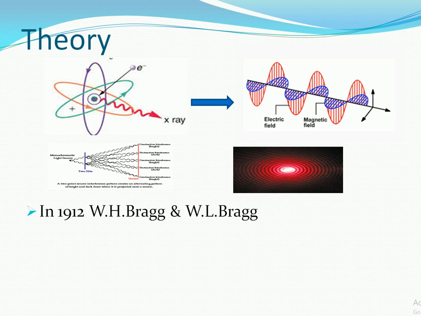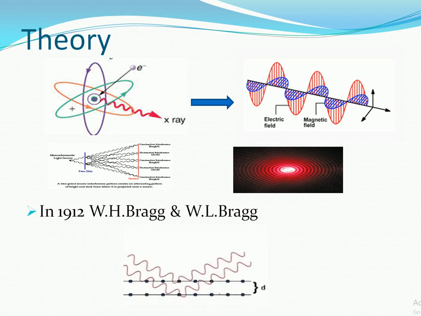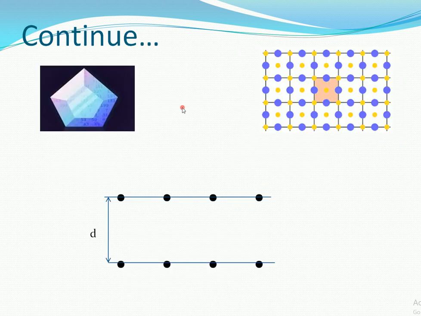In 1912, W.H. Bragg and W.L. Bragg discovered that X-rays can be reflected by the lattice planes of the crystal. See the crystal and its internal structure. The internal structure consists of atoms regularly arranged in planes, and these planes are separated by a distance of the order of 2 angstrom to 5 angstrom, and these lattice planes are like semi-transparent mirrors.